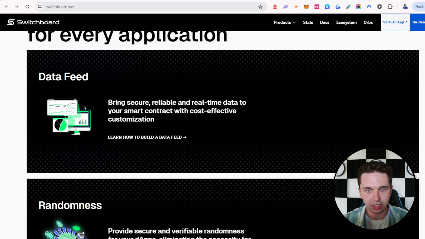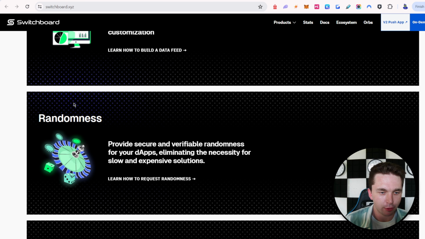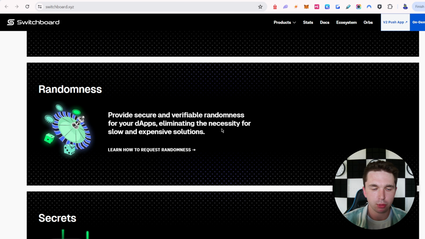So you can see on their website, they list some of the other things that they offer as well. So they have data feeds, the oracles. They also have randomness. So for those of you who don't know, it's actually really hard to program randomness. So there's tons of different services, dApps, protocols out there that can use randomness from Switchboard. And to have one true randomness is very important, right?